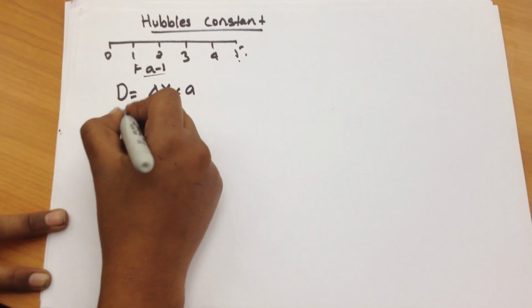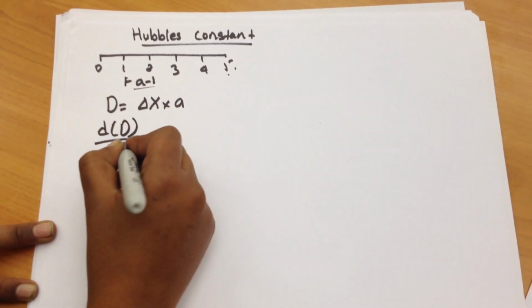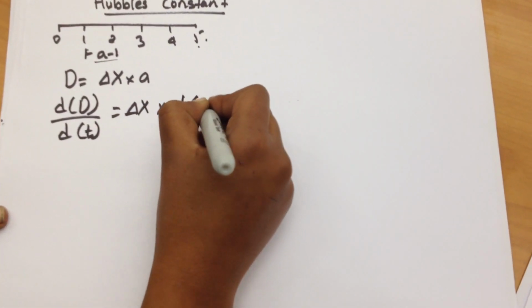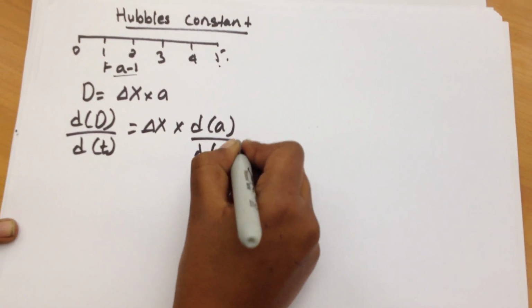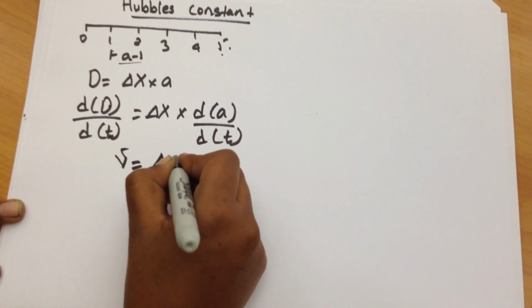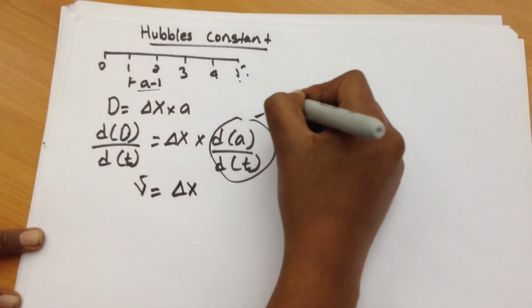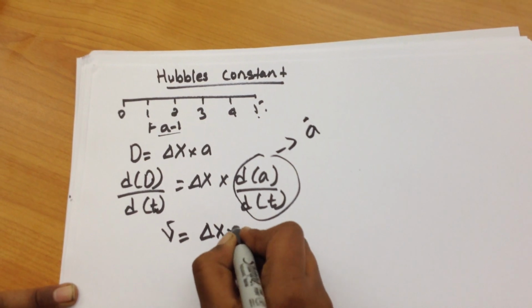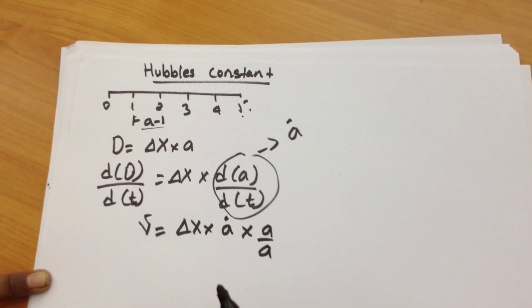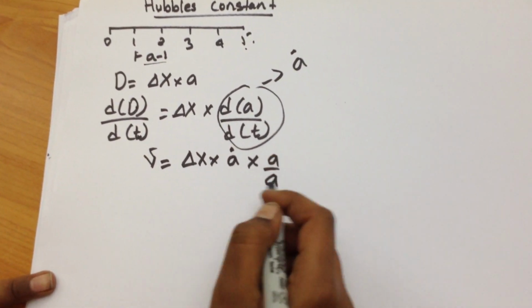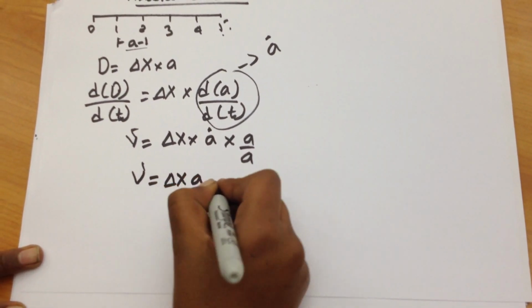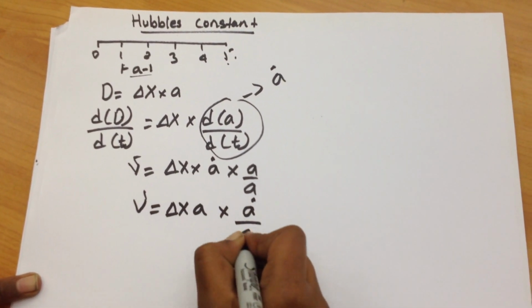So let's differentiate with respect to time: the change in x times the derivative of A with respect to t. Distance over time is velocity. So velocity is equal to the distance x times A dot, which is a convention. And we can multiply this by A over A, which is multiplying by 1 because it cancels out. So velocity is equal to change in x times A dot over A.